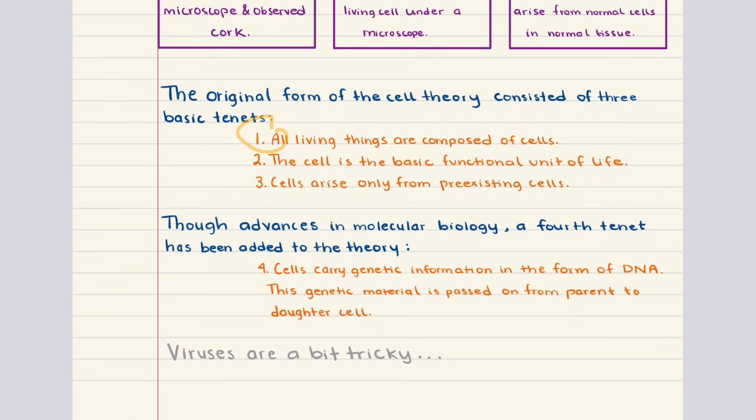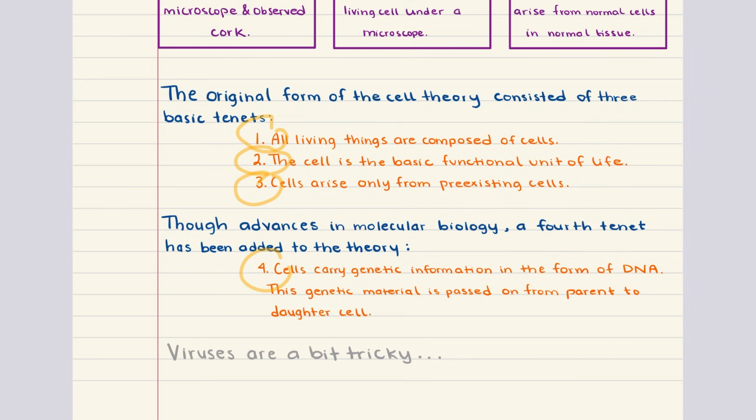First, all living things are composed of cells. Second, the cell is the basic functional unit of life. And third, all cells arise from pre-existing cells. Later, as molecular biology advanced, scientists added a fourth tenet to the theory. This final principle states that cells carry genetic information in the form of DNA. And importantly, this genetic material is passed on from parent cells to daughter cells during cell division.